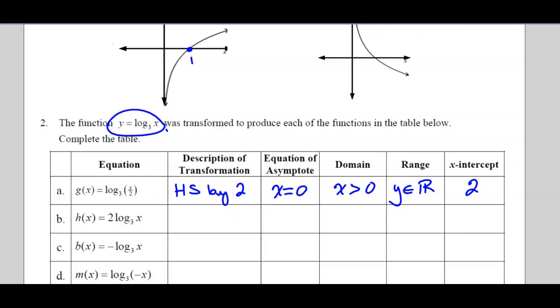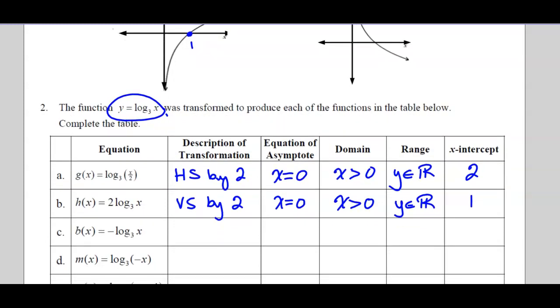Vertical stretch by 2 is the 2 outside. Well, if you've got a vertical asymptote, stretching that by 2 doesn't change that vertical asymptote. It still stays there, right? So that's going to stay. Vertical stretch doesn't do anything to the domain. And because we started with all real numbers, stretching that by 2 will still be all real numbers. Okay. So then, x-intercept. So our x-intercept is 1. It's on the x-axis. Does anything on the x-axis change with the vertical stretch? No. Remember, it stays the same. So that's going to stay as 1. Okay.